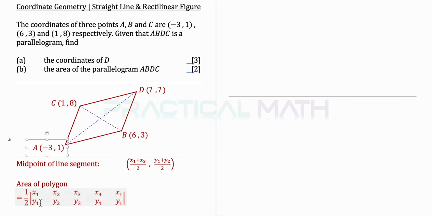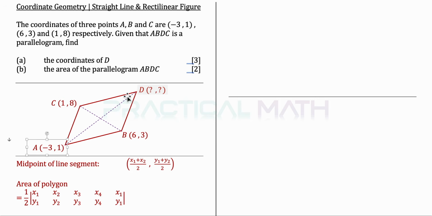And in this formula, you actually have 5 pairs because you start with the same one, you end with the same one. Now, you can start with any pair of coordinates actually, but what is most important for this shoelace method to work is that it must be arranged in an anti-clockwise manner.